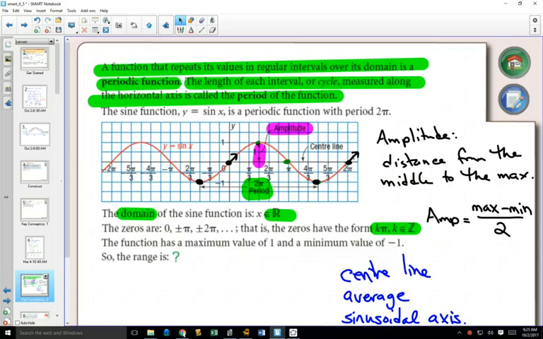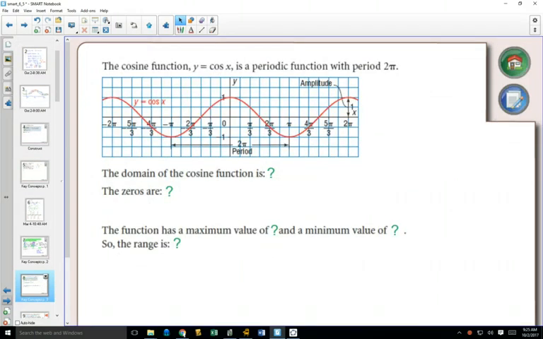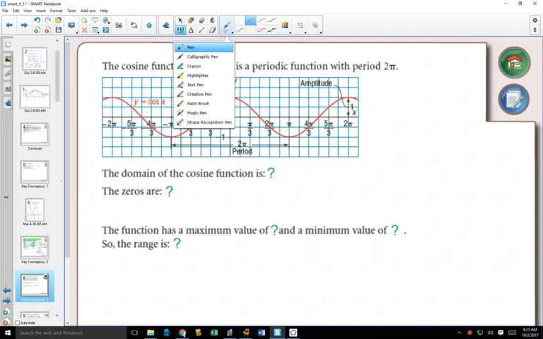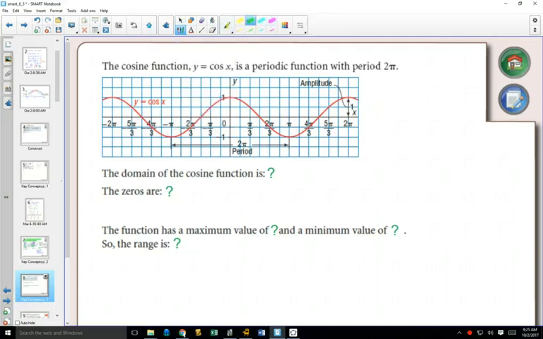So if the maximum is 1 and the minimum is -1, you've got a range from -1 to 1. So there's our definitions for sine. We have the same things happen with our cosine graph. We still have an amplitude of 1. We still have a period of 2 pi. Again, they chose a minimum value to a minimum value.